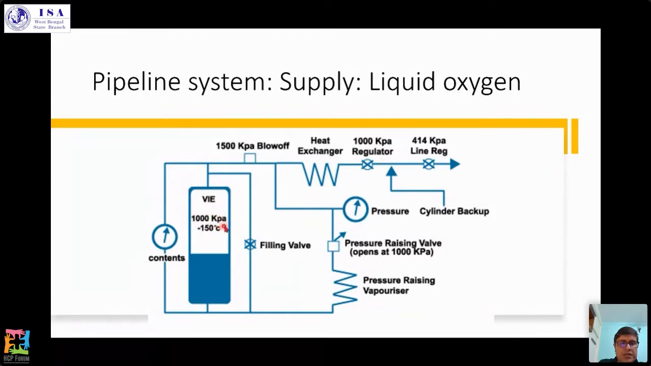Here we have this gaseous oxygen. The pressure is 1000 kilopascals, and this is maintained at minus 105 degrees centigrade. Now, there is no active cooling system here. In spite of not having an active cooling system, such a low temperature is being maintained. We will see how it is maintained.